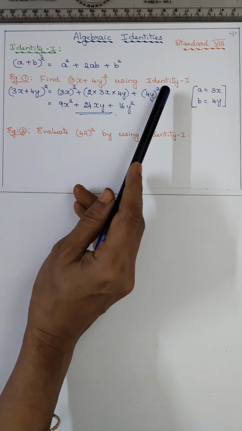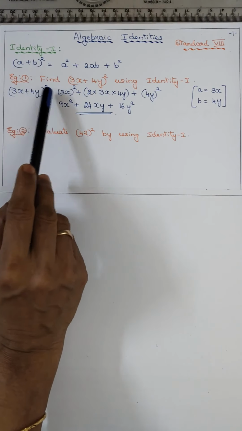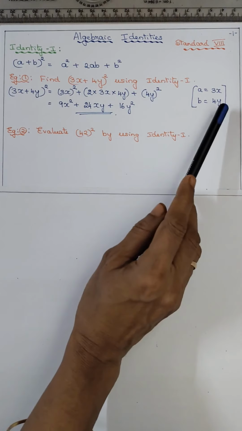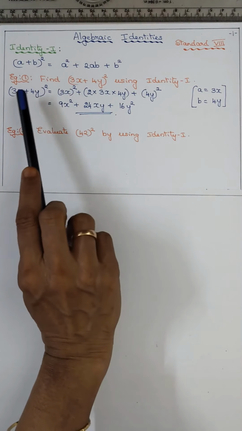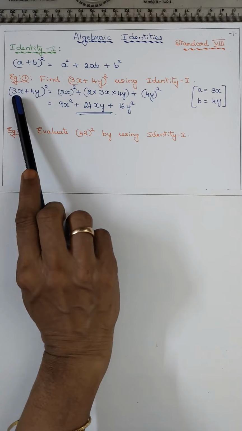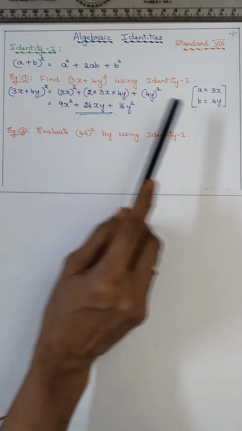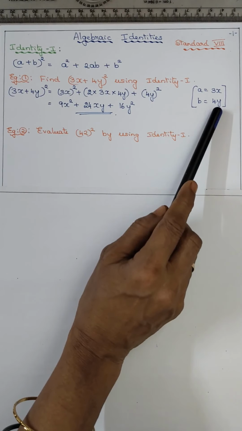Find using the identity 1. So this is (a plus b) the whole square. It is in that format. So now on the right side you write a is equal to how much? a is equal to 3x and b is equal to how much? 4y. For your convenience, you have to write this.